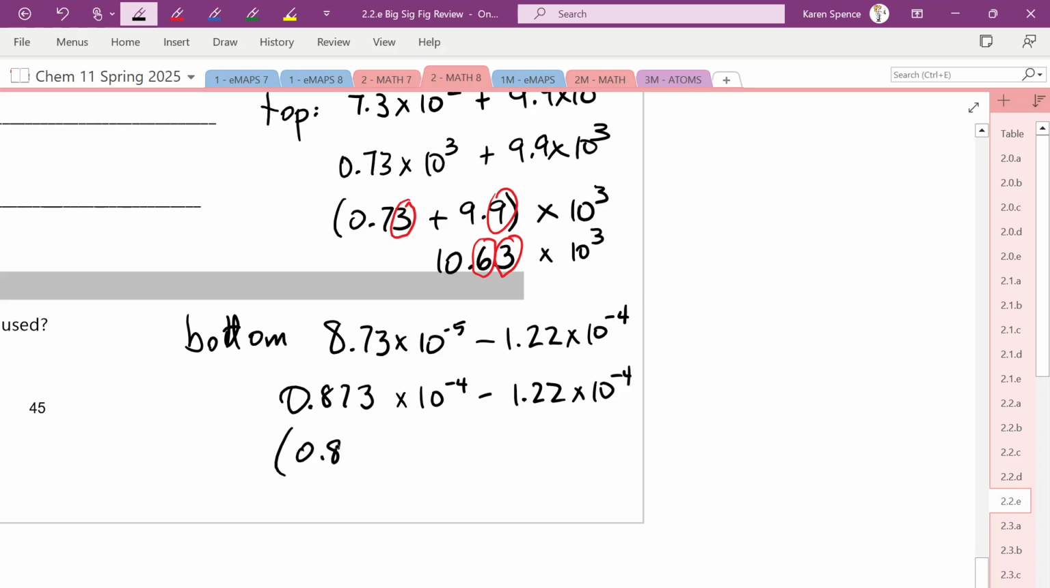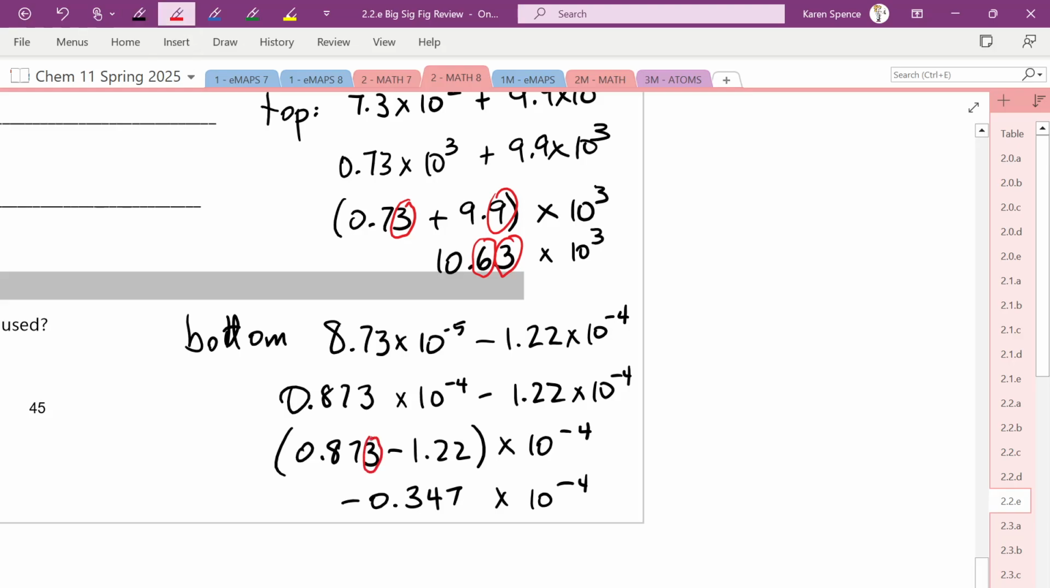And that gives us 0.873 minus 1.22. Oh, that's going to give us a negative number times 10 to the negative 4. Have I done something wrong? Anyway, it's okay. We're pretending that I never do anything wrong. 0.873 minus 1.22 is negative 0.347 times 10 to the negative 4.